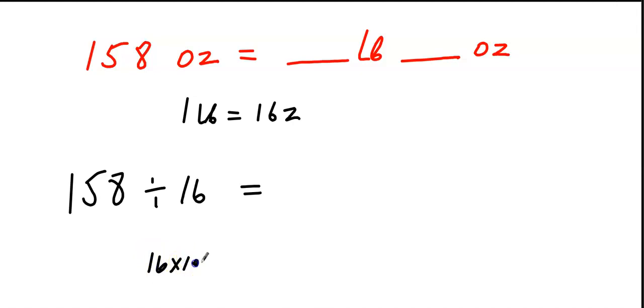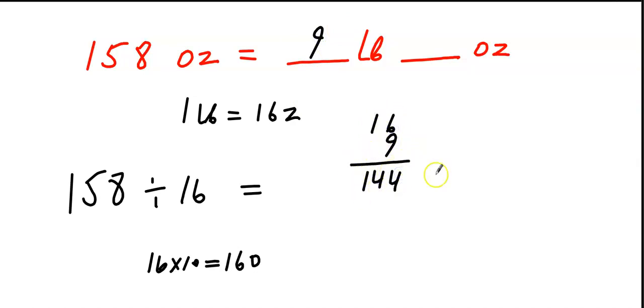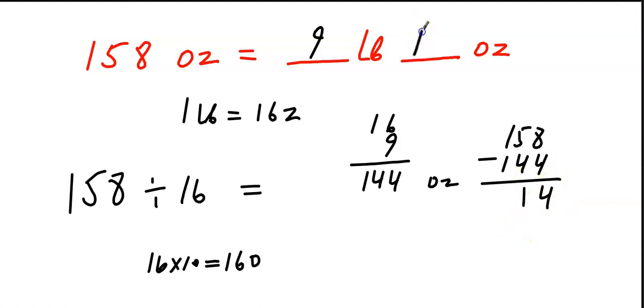So if you do 158 divided by 16, well, think of it this way. 16 times 10 would be 160. So this would not be 10 pounds. This would be just under it. So it should be 9. If you try 9 multiplied by 16, you're going to get 144 ounces. Now 144 is how many spaces away from 158? So you can do 158 minus 144 to see how many ounces are going to be left over, which should be 14 ounces left over.